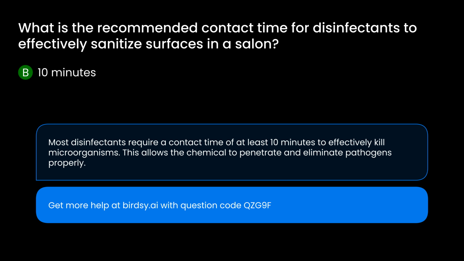Most disinfectants require a contact time of at least 10 minutes to effectively kill microorganisms. This allows the chemical to penetrate and eliminate pathogens properly.